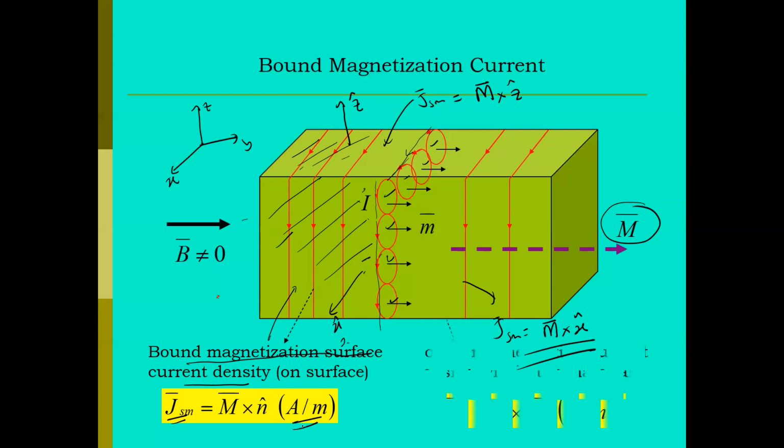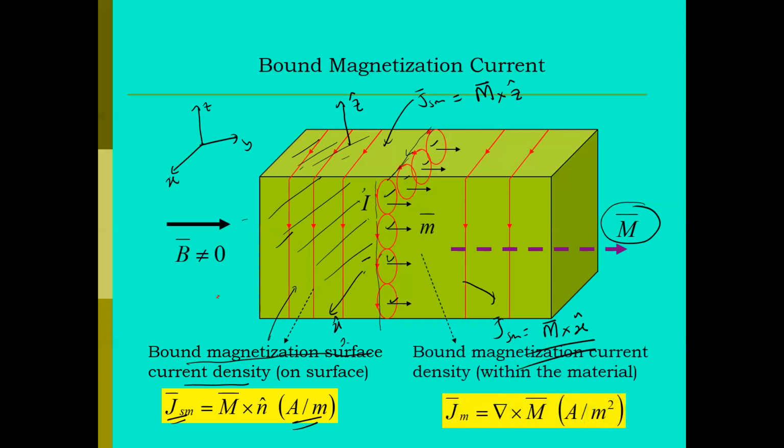The second type of bound current is what we call the bound magnetization current density, which is produced inside the material. The symbol for this bound current density is J_M vector, and it is given by the curl of the M vector. The units are ampere per meter squared because this is a volume current density. So J_M is a volume current density and J_SM is a surface current density, which is why we have different units for J_SM and J_M.